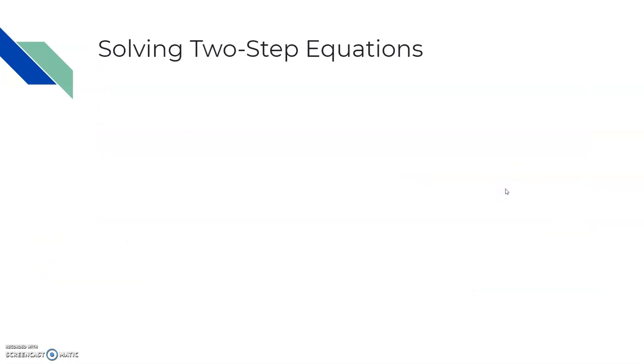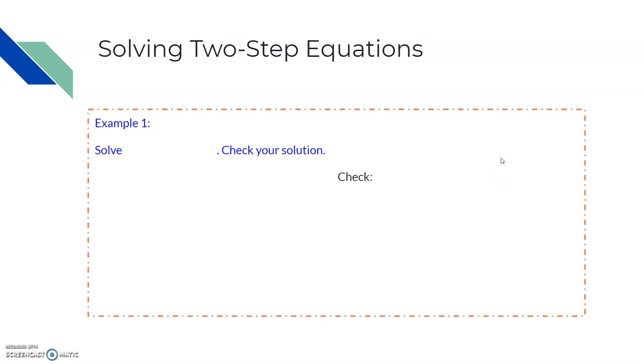We're going to be looking at solving two-step equations, and this is example 1. Solve minus 3x plus 5 equals 2. Check your solution. So basically what two-step equations are is you might need to subtract a number, and you also might need to divide. Remember, our last two videos were solving equations using addition and subtraction and solving equations using multiplication and division. This is where the two come together. It's a combination of both of them in one equation.